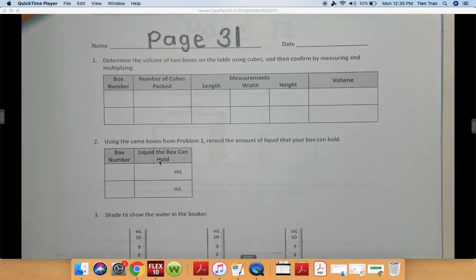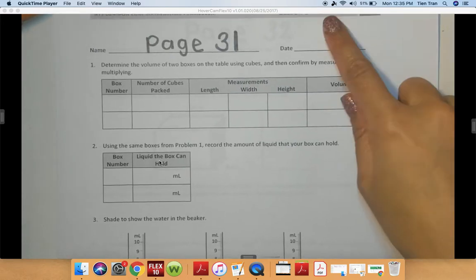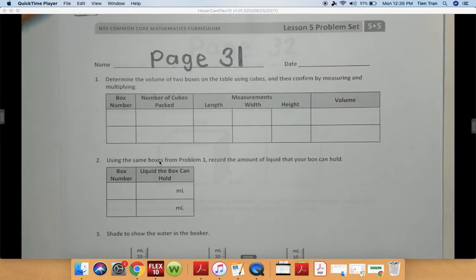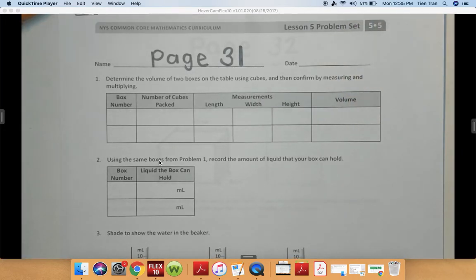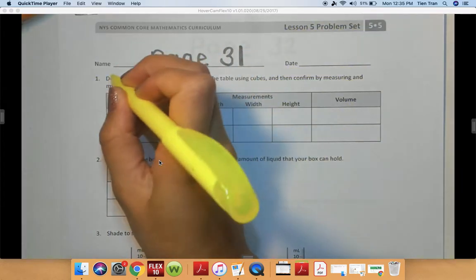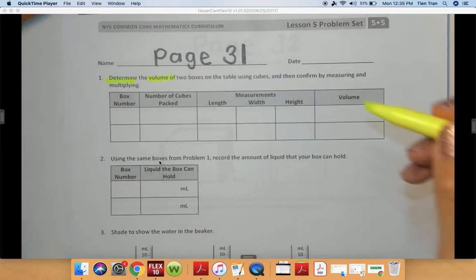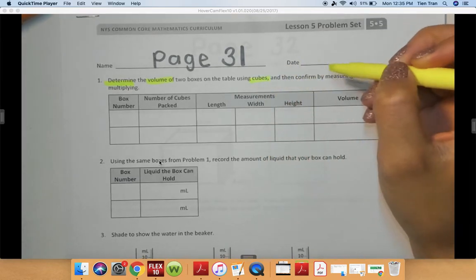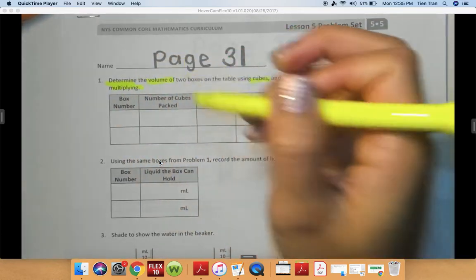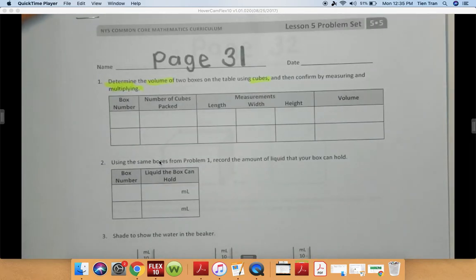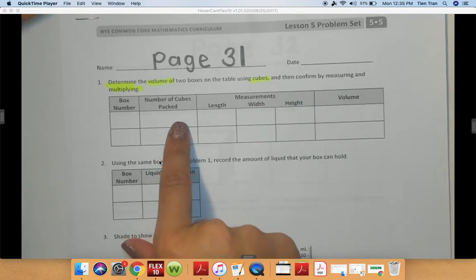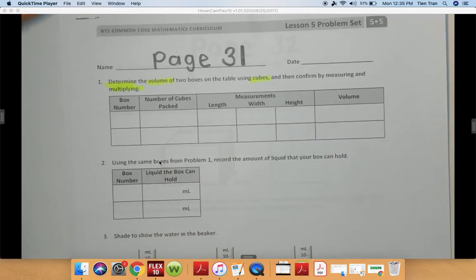Boys and girls, this is page 31 in your math book, lesson 5, problem set. So the first question asks you, determine the volume of two boxes on the table using cubes, and then confirm by measuring and multiplying. If we were in class, I would have given you boxes, and you would have measured your own boxes and figured out the length, finding the number of cubes packed, the length, the width, the height, and the volume. Unfortunately, you are not in class, so I'm going to give you another example.